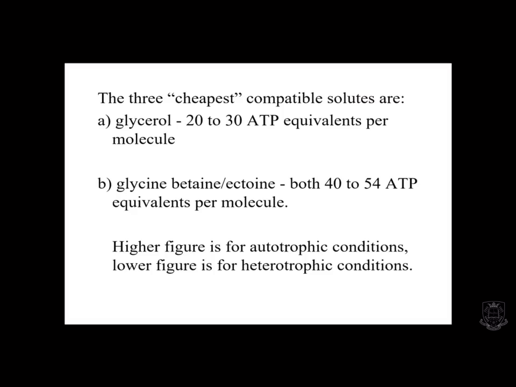And the range, this 20 to 30 and 40 to 54, is actually explained by the fact that the higher figure in each case is due to autotrophic conditions, and the lower figure is heterotrophic conditions. So if you're supplying the cells with a good carbon source, not forcing them to fix CO2, then they can utilize a lower amount of ATP, but under autotrophic conditions for the algae, there's going to be a higher level of ATP.